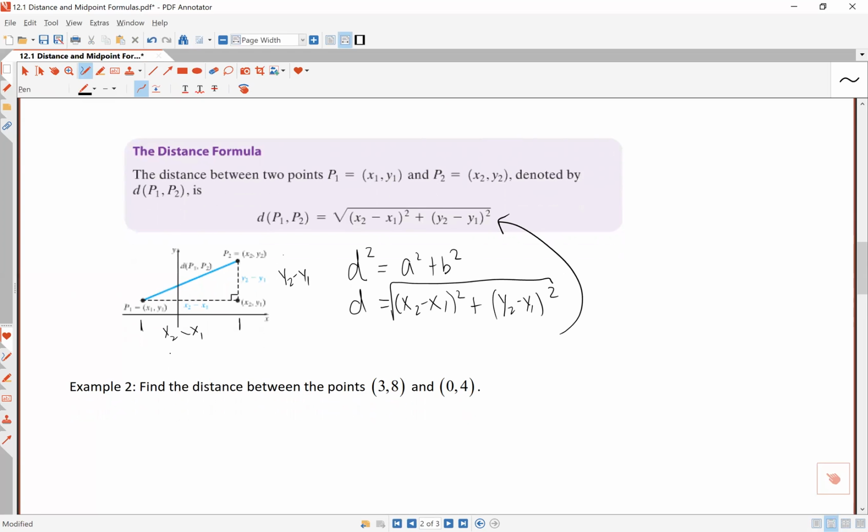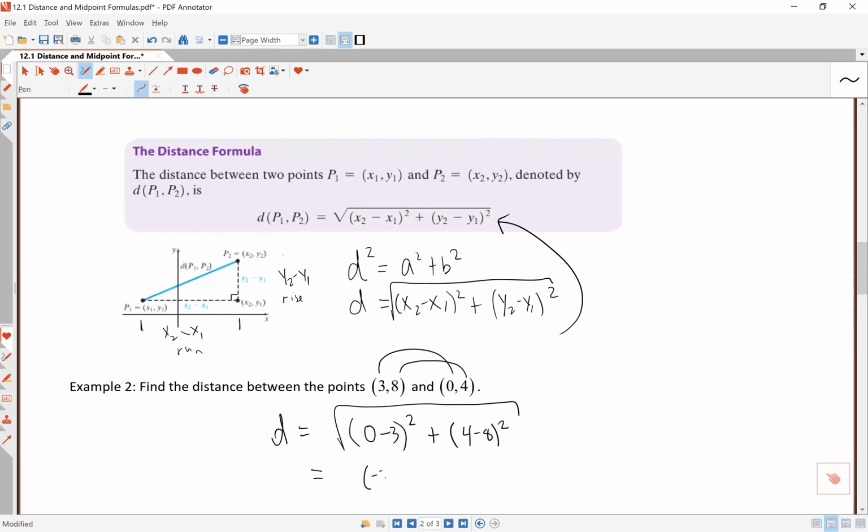Now you'll remember these x2 minus x1 and y2 minus y1 as rise and run. So we're still doing those same things. And since we're squaring them, the nice thing is the order doesn't matter. So the distance between any 2 points is the square root of x2 minus x1 squared plus y2 minus y1 squared.